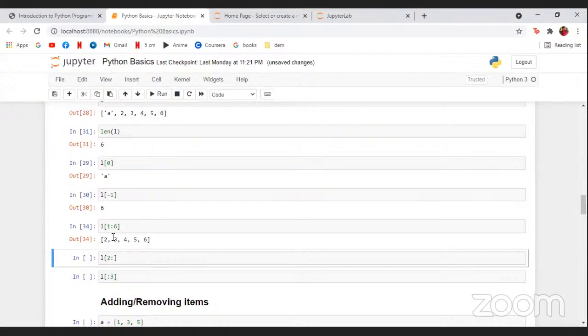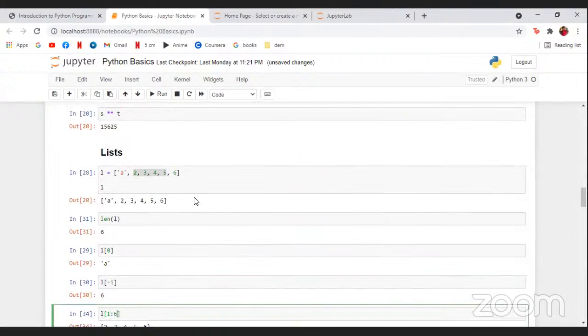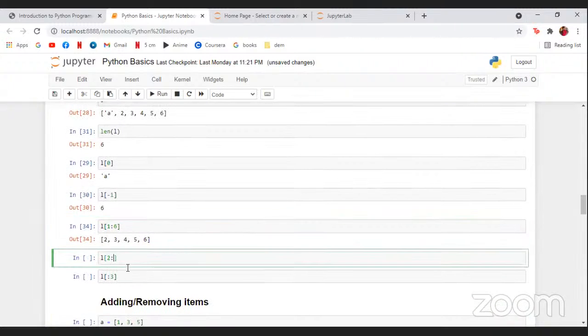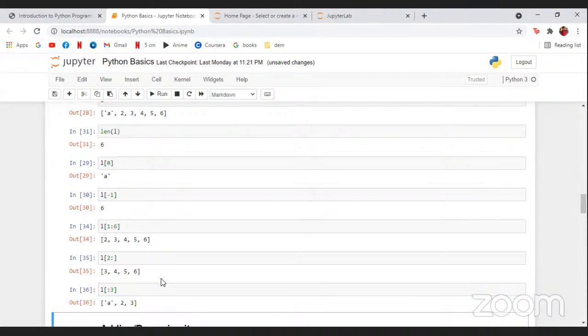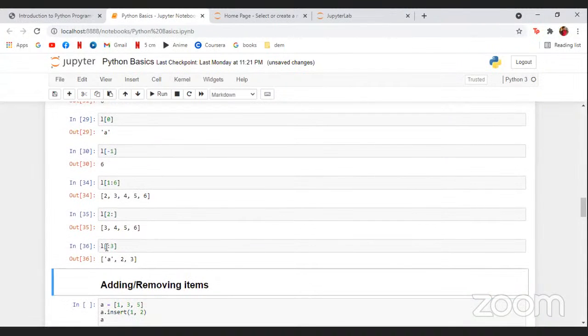Another easy way to do this, without typing 6, is if you want to go from somewhere to the end, you just leave the ending blank. So if I want the second element till the end, I can just leave that blank and I get 3, 4, 5, 6. If I want from the first element till, now if I say 3 here, it stops at the second element. So if I want 0, 1, and 2, then I leave the first one blank. Whichever one you leave blank, it assumes either the end or the beginning, depending on which one you left blank.